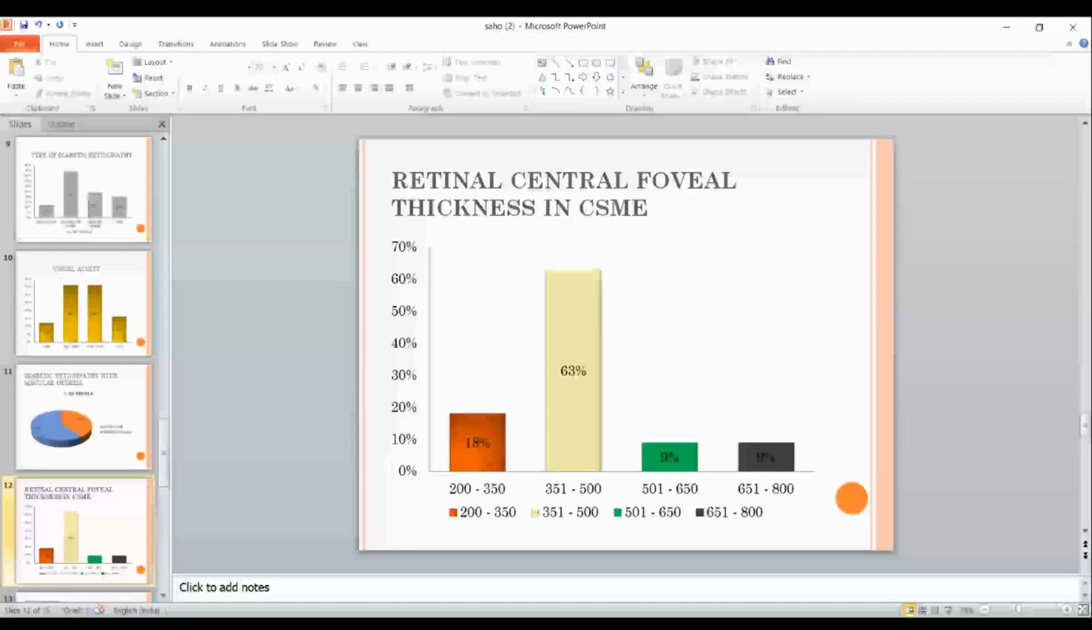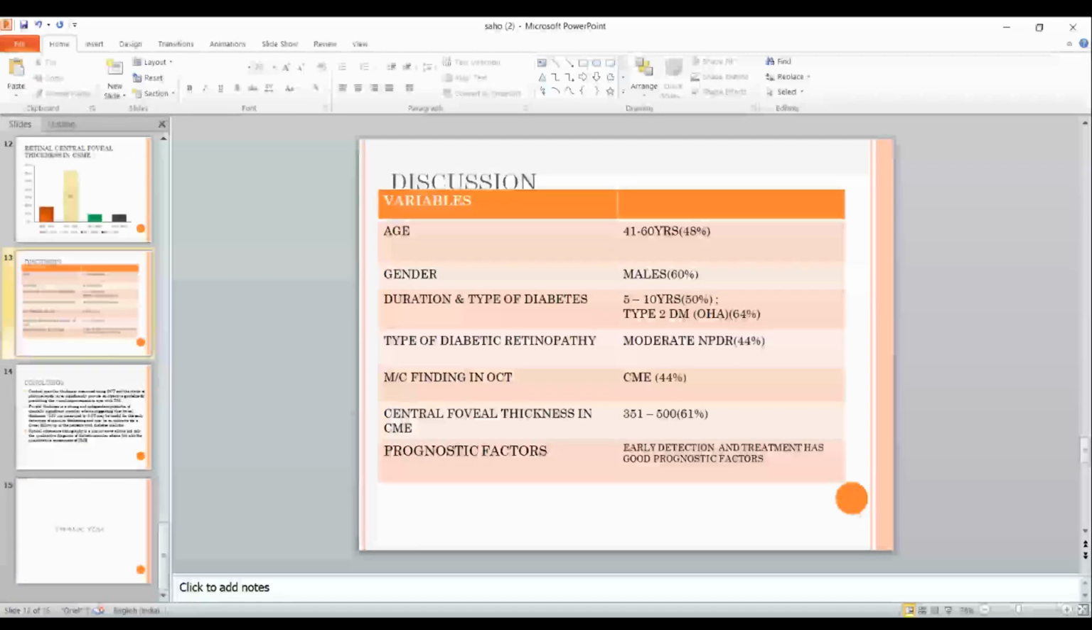The retinal foveal thickness in diabetic macular edema patients ranged from 351 to 500 micrometers, which showed almost 63% of the patients. And the discussion: the age in our study, most of the patients were commonly between the age of 41 to 60 years, 48% who showed the changes. Males were more affected. The duration of diabetes in the range of 5 to 10 years was 50%, and type 2 diabetes mellitus on oral hypoglycemic drugs was more common. Moderate NPDR was more common in our study. The most common OCT finding was cystoid macular edema. The central foveal thickness, according to our study, ranged from 351 to 500.